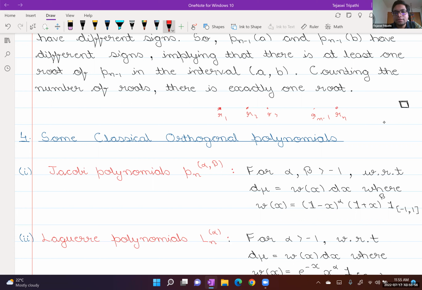Because just by counting. Suppose in between here are, I don't know, k1 number of roots, k2 number of roots, and kn minus 1 number of roots. So the sum of these should be n minus 1. That means all these k1 up to kn minus 1 should be 1. Do you see that?